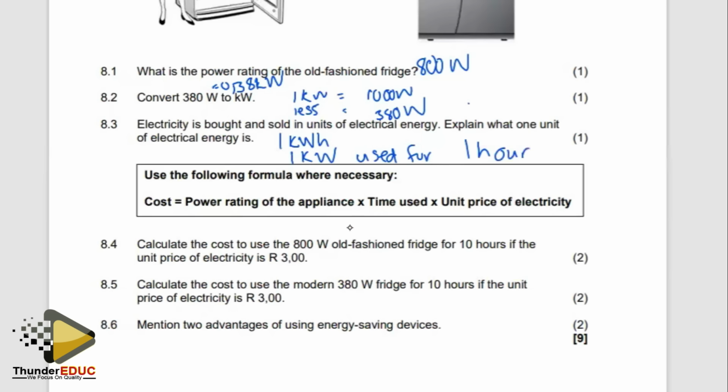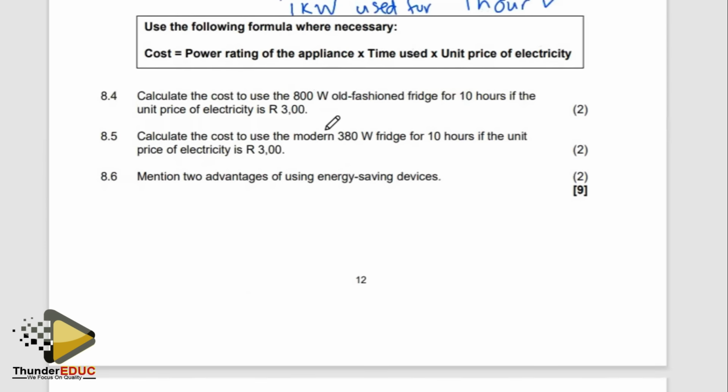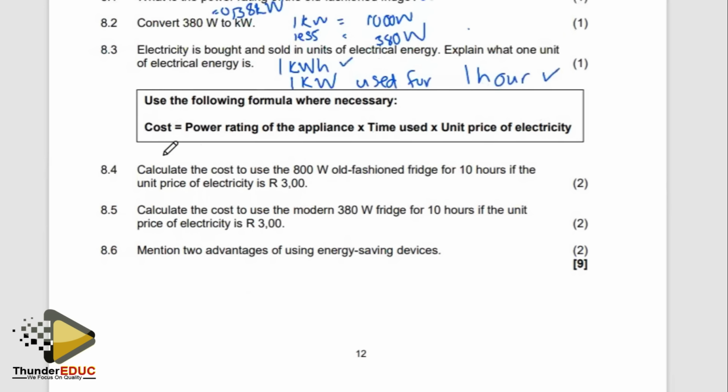For 1 hour. That's it. 1 unit of electrical energy is 1 kilowatt per hour. So you can be marked on this one. Get marks.